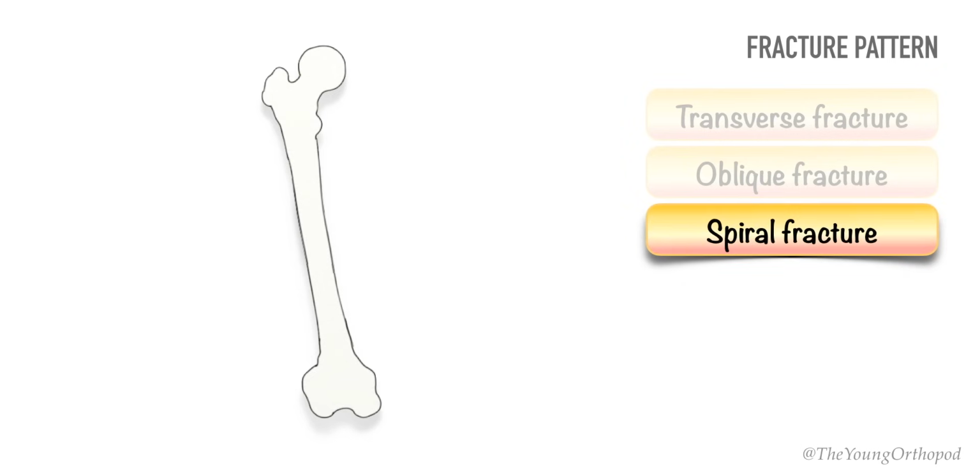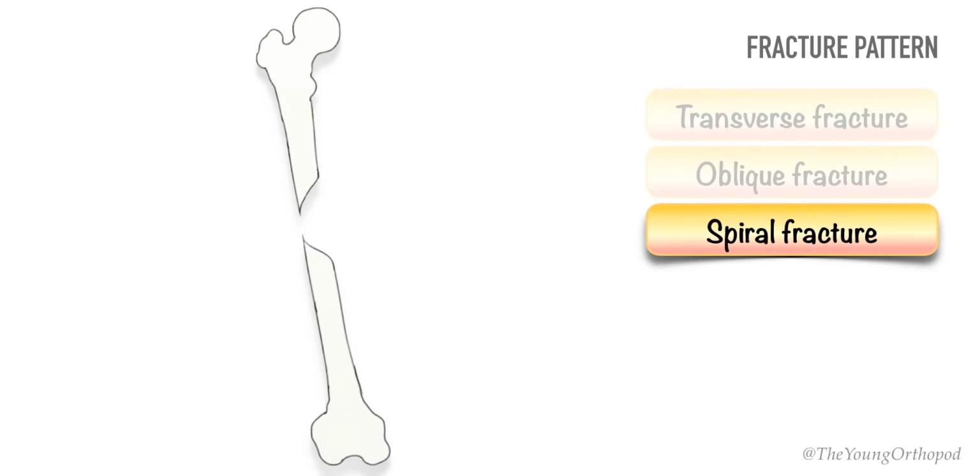In a spiral fracture, the fracture line runs spirally in more than one plane. Such a fracture is caused by an indirect rotational or twisting force. With increasing energy transfer, the spiral fractures may have butterfly fragments.